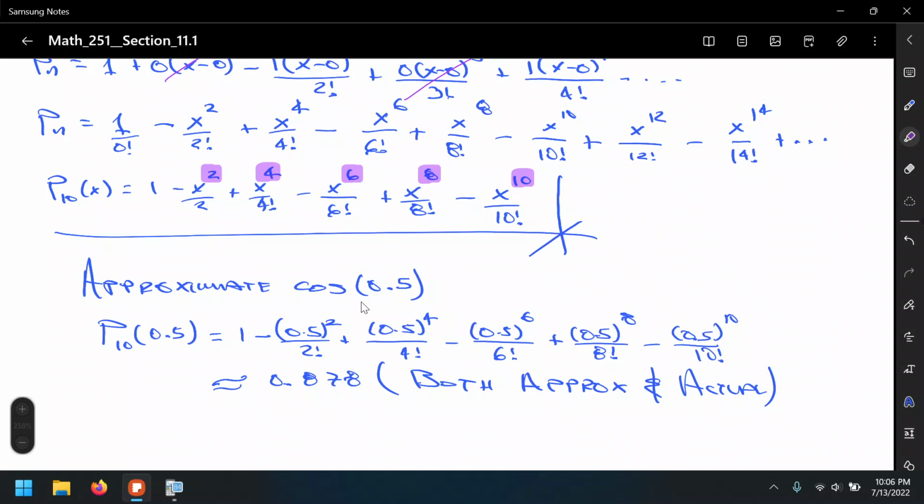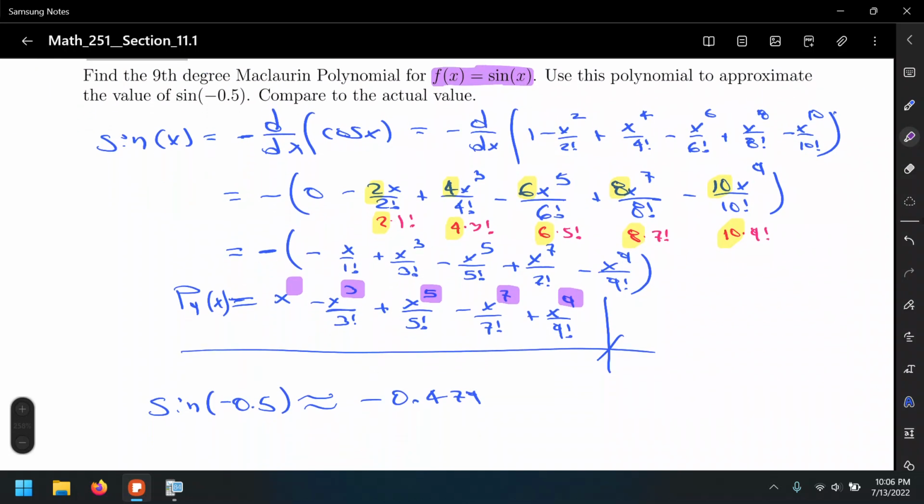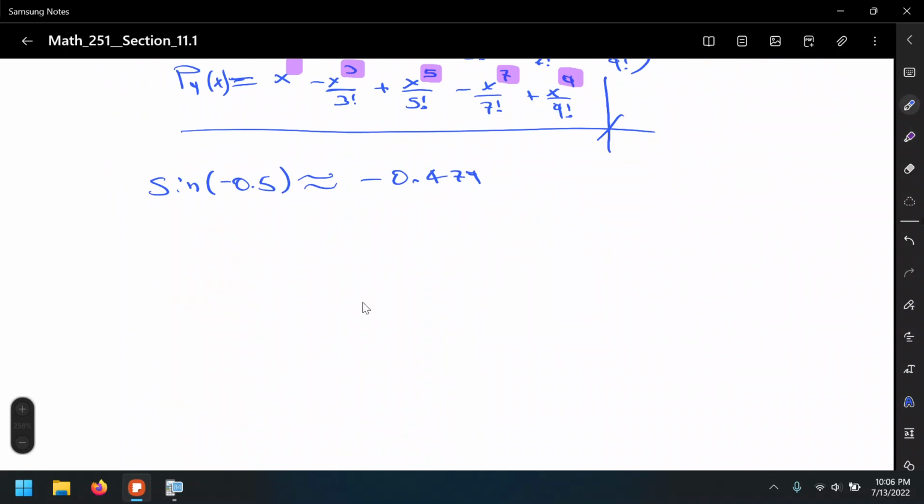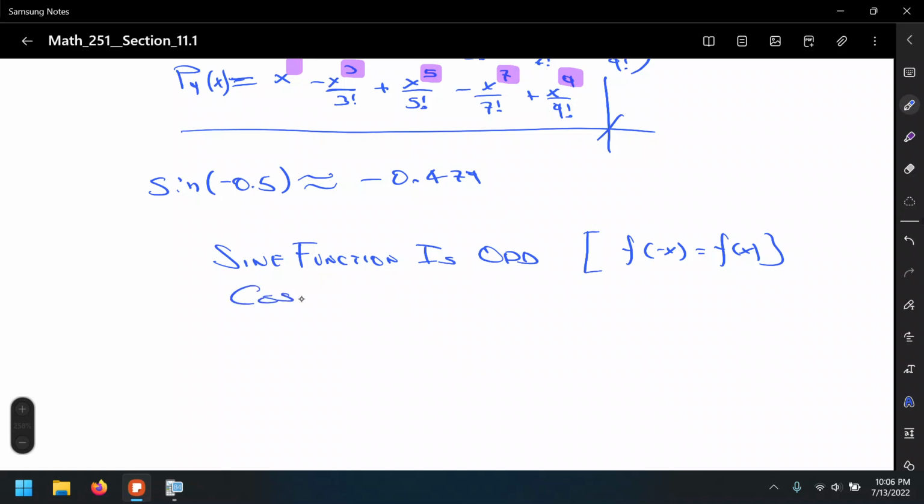Let's have a look at the parity of these functions. The powers and the factorials on the cosine function are all even, whilst for the sine function they're all odd. This comes from the fact that the sine function is odd. It's a function that is symmetric about the origin. Another way to say this is f of negative x equals negative f of x, and we talked about this in class, the evenness and oddness. The cosine function, on the other hand, is even. So I think this is a pretty cool connection.